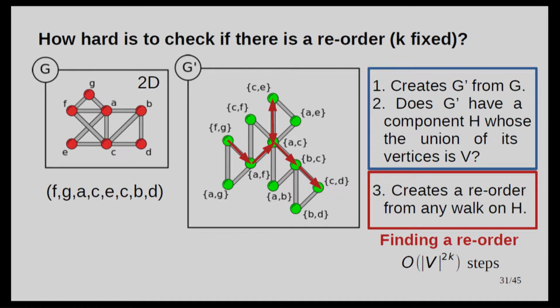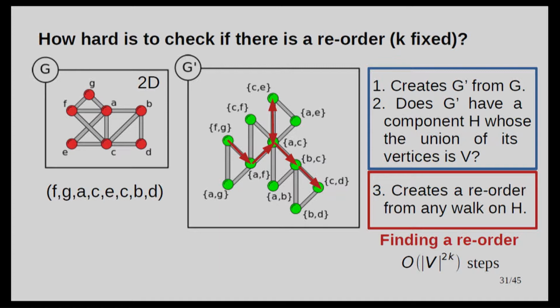Now we want a specific order. The way to create a reorder from this graph is that we just pick any path that passes through vertices in such a way that the union of the vertices in the path contains all vertices in the original graph. If we find a path and the union of those vertices is the entire graph, then we just split it. So let's say that I pick this order here. I put F, G, A, then I go here, pick C, E, C, B, D. This is the idea. So I will repeat.